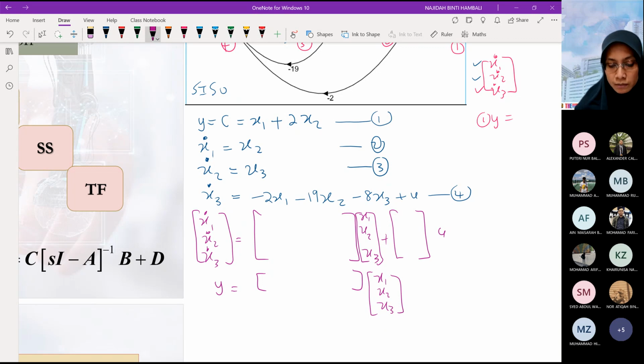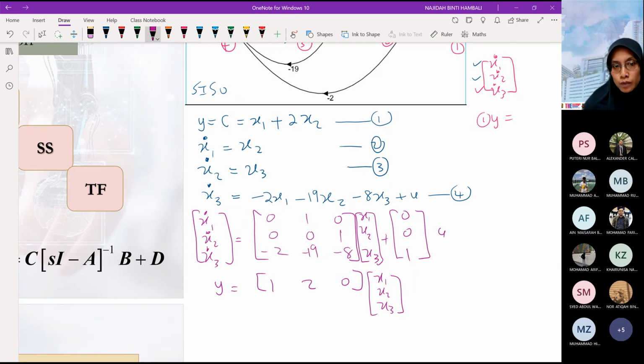Okay, from the first equation, Y equal to X1 plus 2X2. Then, second equation, X1 dot equal to X2 only. Okay. Third equation, X2 dot equal to X3 only. Kan? Fourth equation, X3 dot equal to negative 2X1, negative 19X2, negative 8X3 plus 1U. That's it. This is our state space equation.